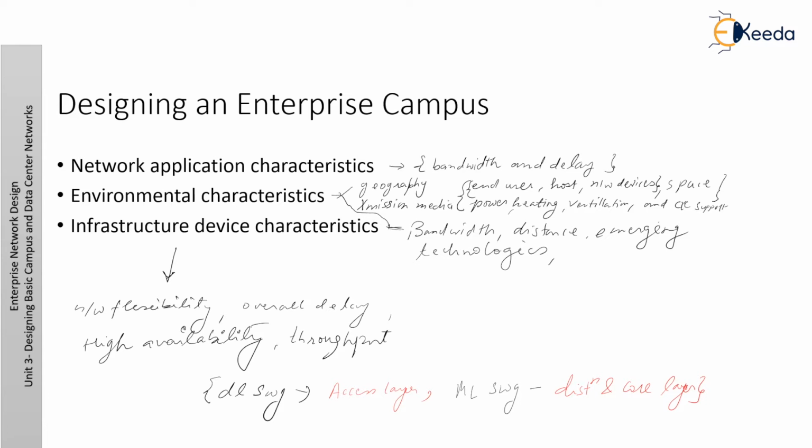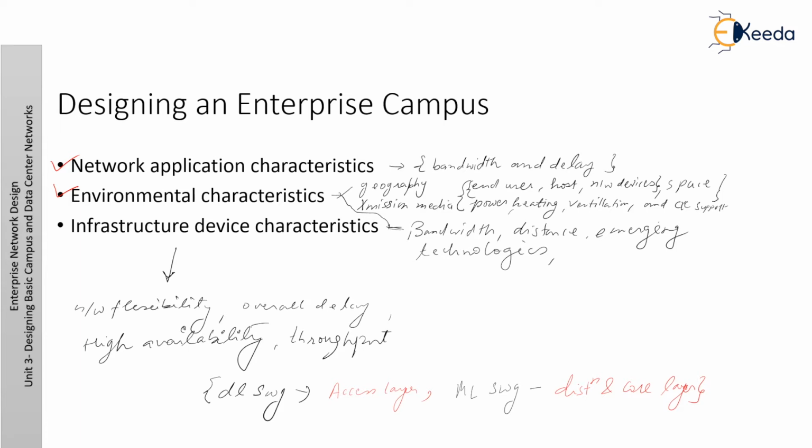Next is environmental characteristics. The network's environmental characteristics include its geography and transmission media used. The physical environment of the building or buildings influences the design and the number of distributions of, and distance between, the network nodes, including end users, hosts, and network services. Other factors include space, power, and heating, ventilation, and air conditioning support for the network devices.